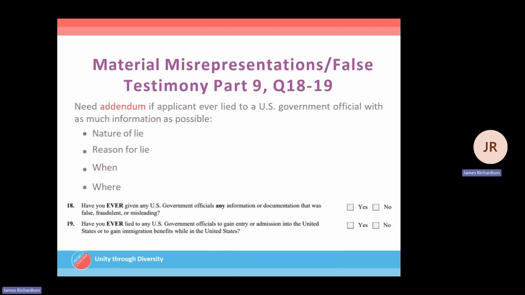Okay, so material misrepresentation. This is a little bit different. This would be like if you gave a false passport to a government official, right? So it's a really, really big deal if this is being checked, yes. So we want to know as much as possible about it. Here you can see the nature of the lie, the reason for the lie, when and where, because we're going to have to explain this, and it might be that we don't feel like there is an appropriate explanation, and we have to maybe refer this applicant out. But at the very least, we need to know the story, right?